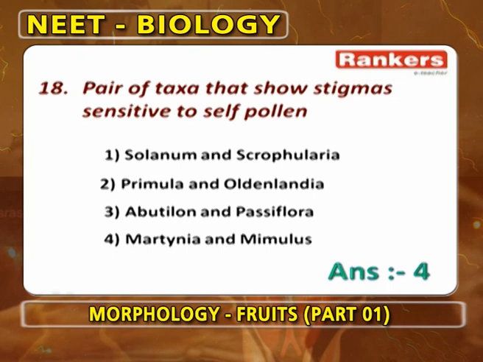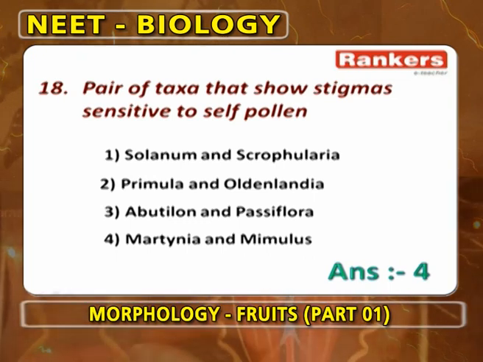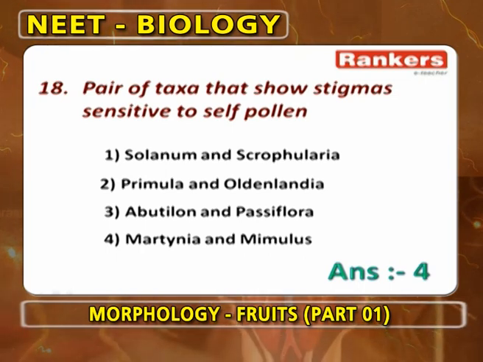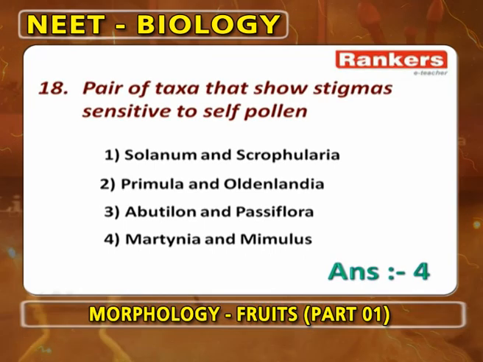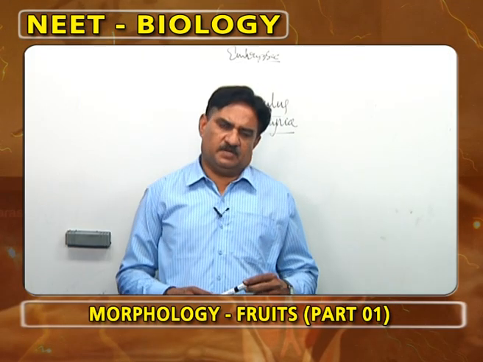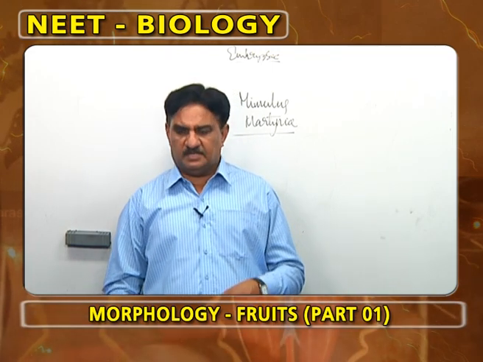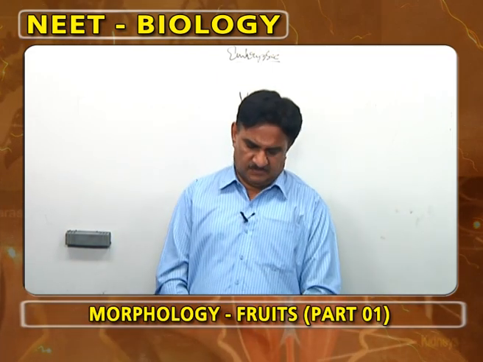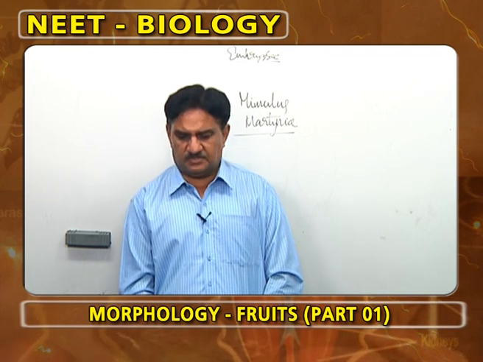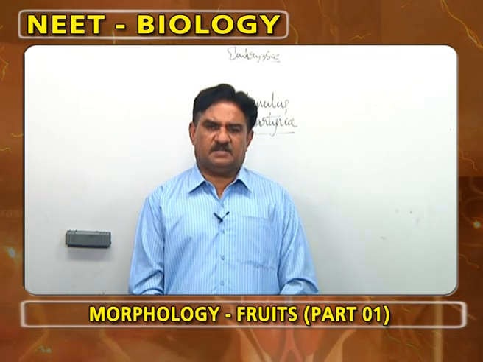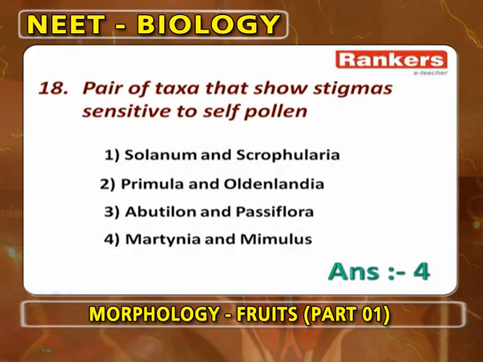Primula shows diheterostyly, presence of two different heights of styles. Just now I told it is a combination of dichogamy, hercogamy and heterostyly. Abutilon is self-sterility. Self-sterility means the pollen grains that reach the stigma of the same flower cannot show germination. That means the pollen grains liberated from the anther of the flower, suppose reach the stigma of the same flower, they do not show any germination. So, answer for this is Martinia and Mimulus.